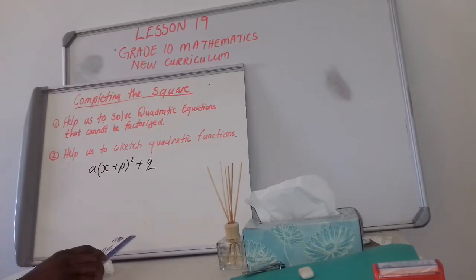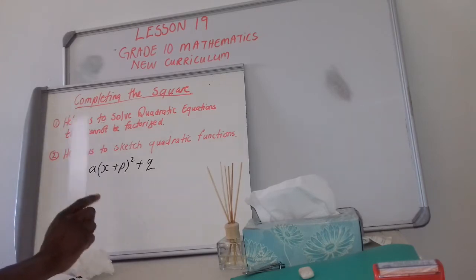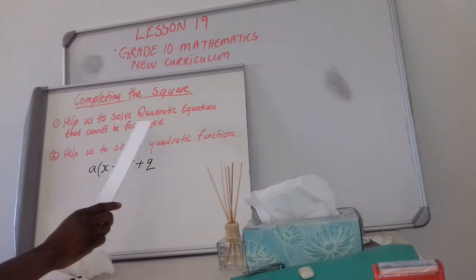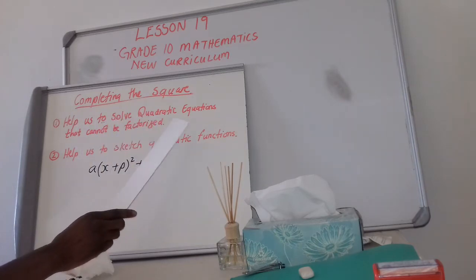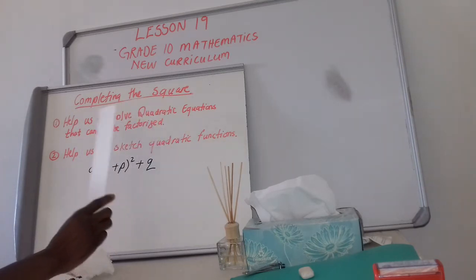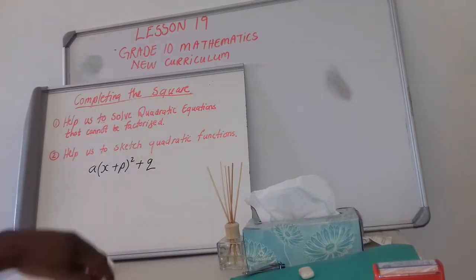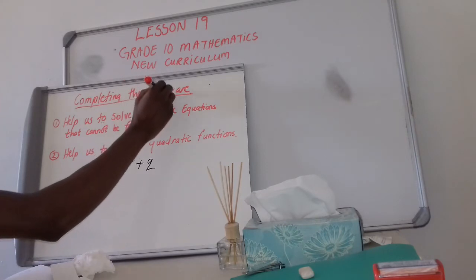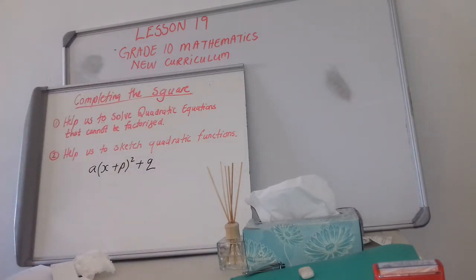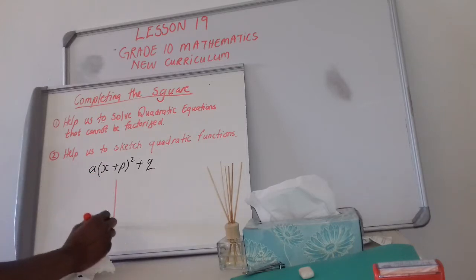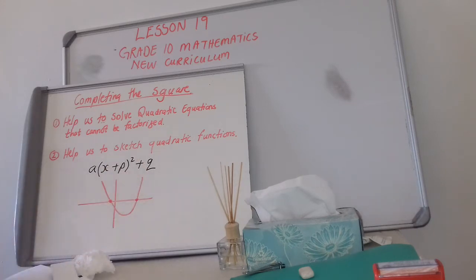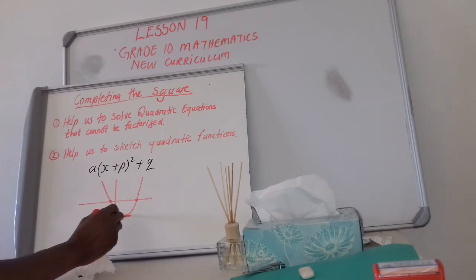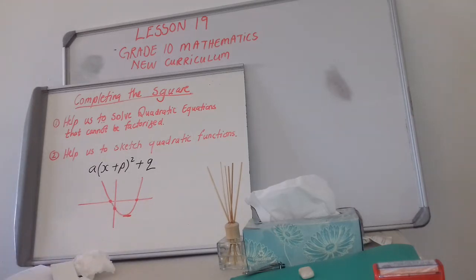Now, why should we learn how to complete the square? This technique of completing the square is going to help us to solve quadratic equations or quadratic trinomials that cannot be factorized. So if a quadratic equation or trinomial cannot be factorized, we use the method called completing the square. Also, it is going to help us to sketch quadratic functions. When we start sketching quadratic functions, we'll be expected to determine the two x-intercepts, the y-intercept, and the coordinates of the turning point. So this technique is going to help us to do that.